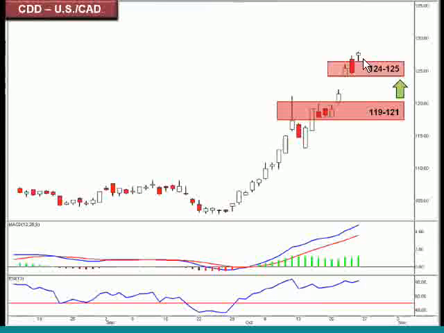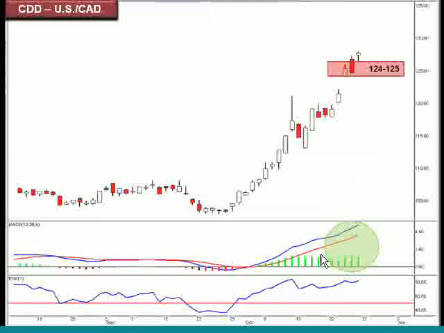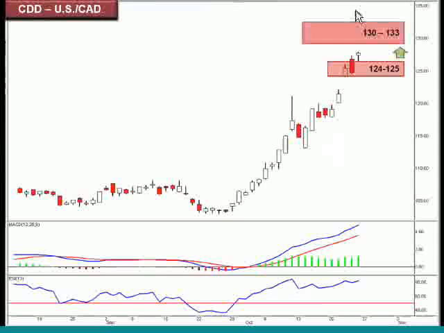Now, this break above this key level that we've identified now opens up the window, coupled with the continuation in our strong trend to the upside and our continued momentum, to play up into this 130 to 133 zone. So all we're doing is more or less breaking down this price action based on probable areas of support and resistance.